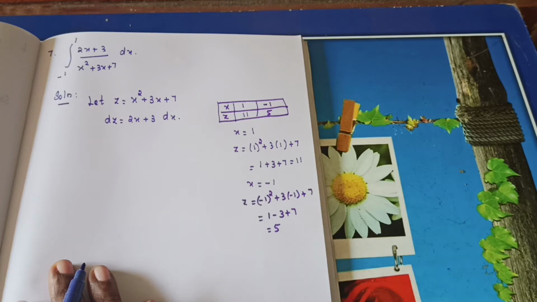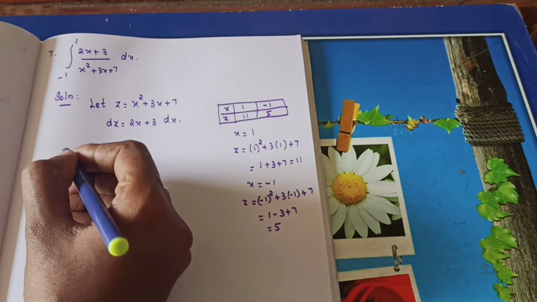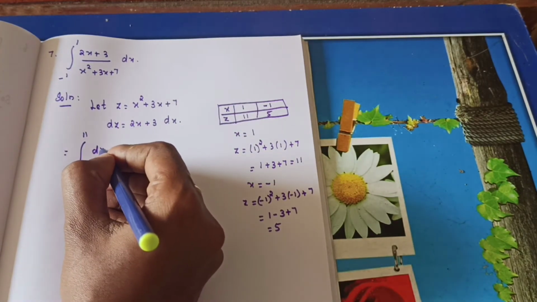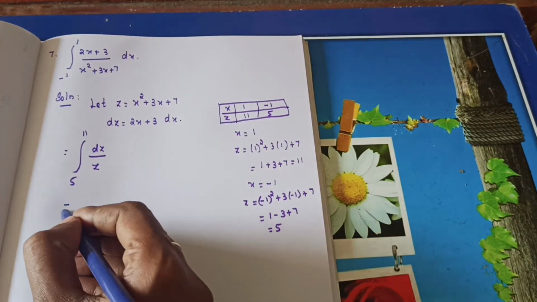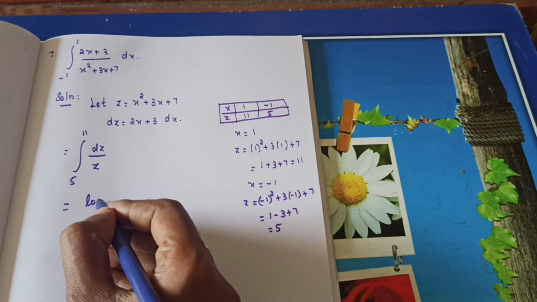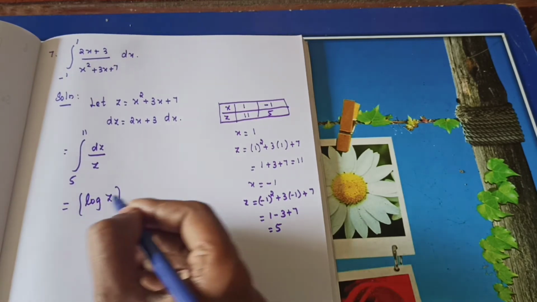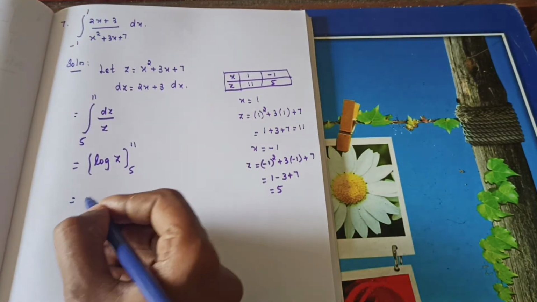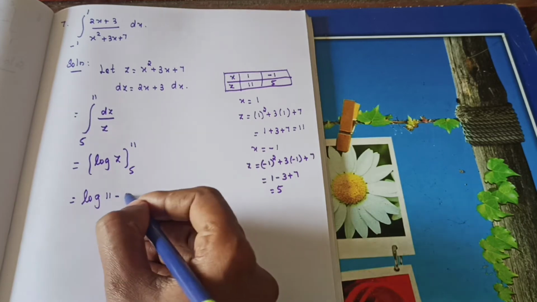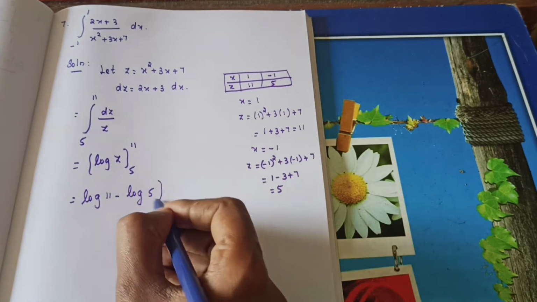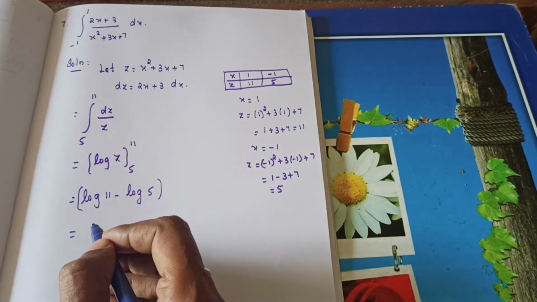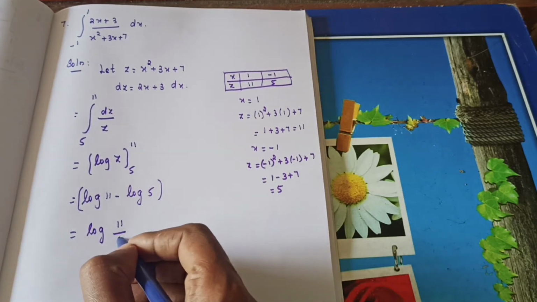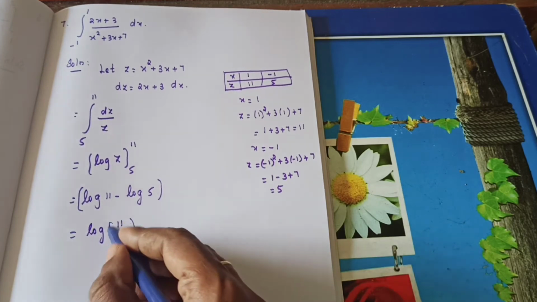So apply the new limit. That's equal to integral of 5 to 11 dz by z. So what's the integral of dz by z? Log z. Is it right? So log z, the limit is 5 to 11. Now apply the limit. Log 11 minus log 5. So what is log a minus log b? Log a by b. So log of 11 by 5. This is the required answer.